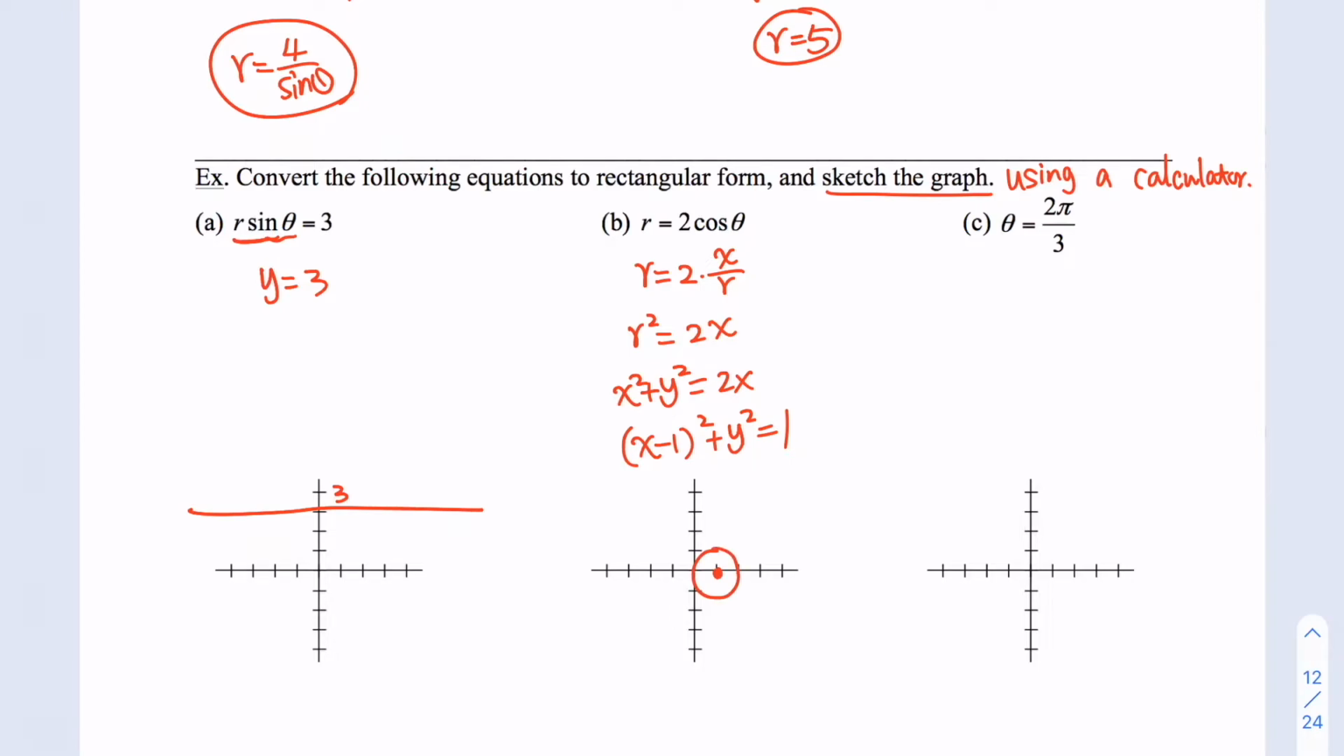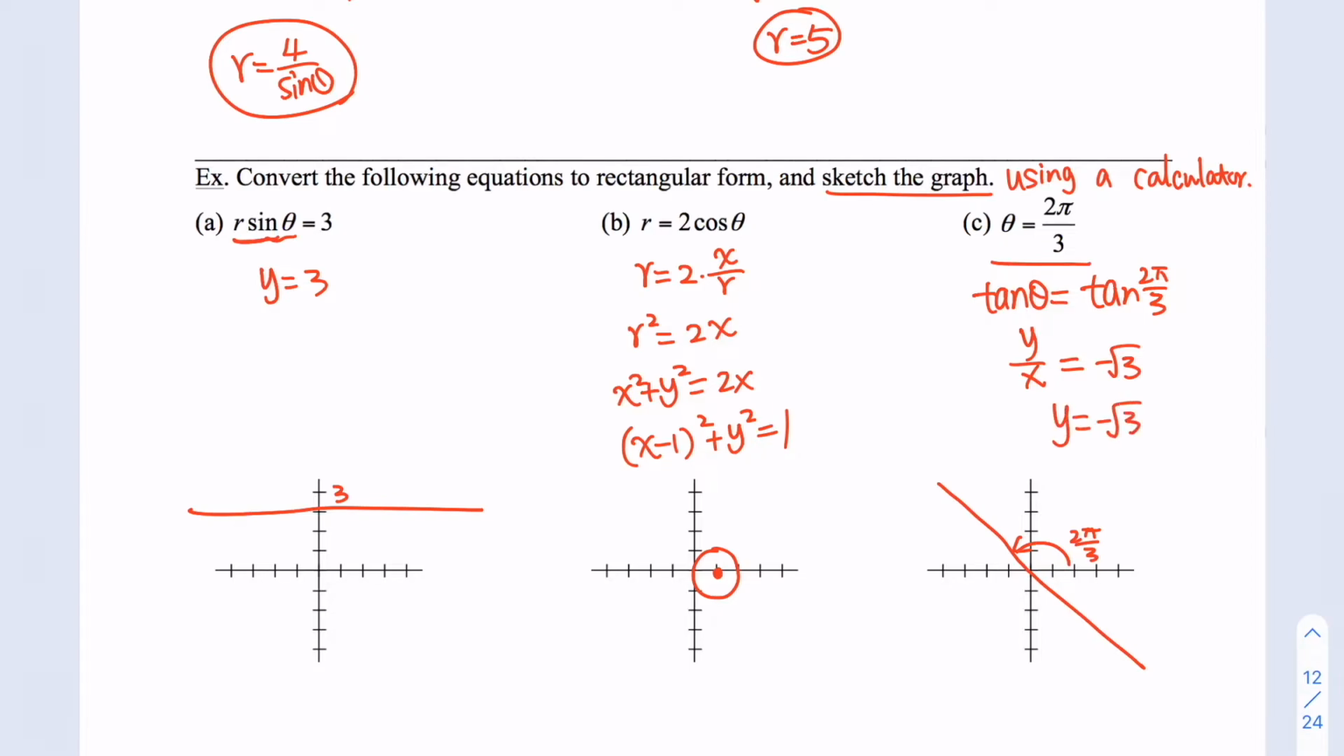And last one, theta equals a fixed angle. So it will give us a line with the angle 2 pi over 3. What's the equation for this line? We can apply tangent on both sides. Tangent theta equals y over x, tangent of 2 pi over 3 is negative radical 3. So this gives us y equals negative radical 3 x. So this is what we learned in pre-calculus.